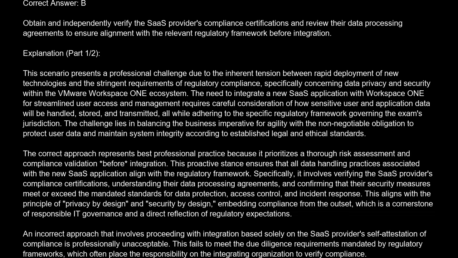The correct answer is B. Obtain and independently verify the SaaS provider's compliance certifications and review their data processing agreements to ensure alignment with the relevant regulatory framework before integration.